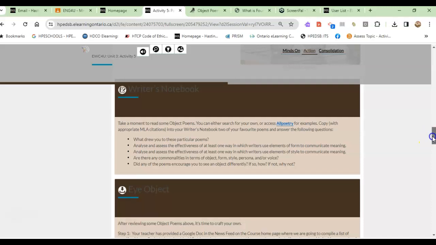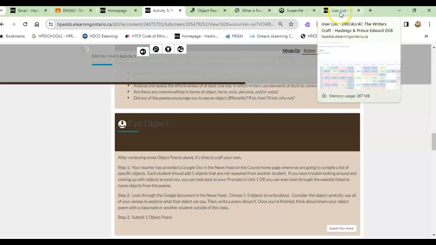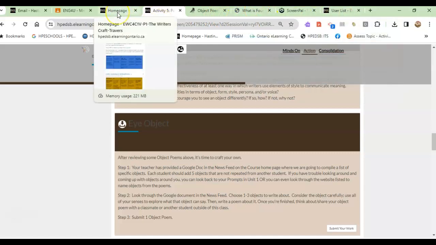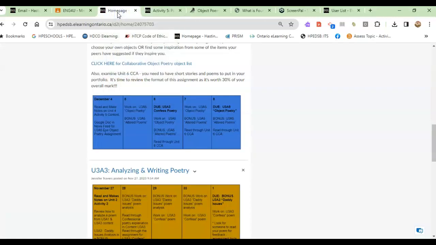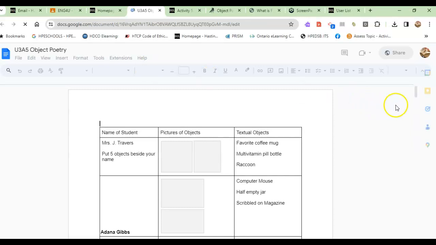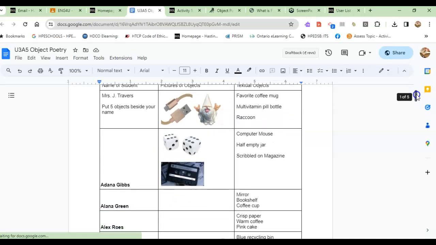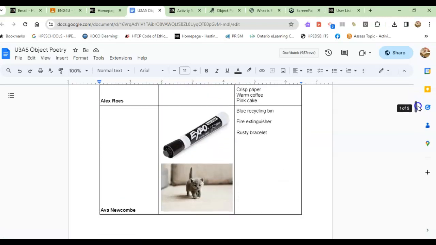So in order to generate ideas as to objects, instead of randomly finding things around you, what I had students do was I had them actually create, and I'm going to see if I can find it. I had them collaborate into a Google Doc, and not every student participated, but this is on the homepage in the news feed. You can go to Unit 3, Activity 5 in the news feed and find the collaborative link, and you don't have to contribute to it, but you can definitely look through here and see.